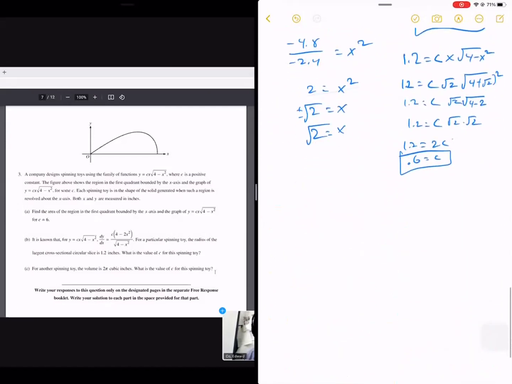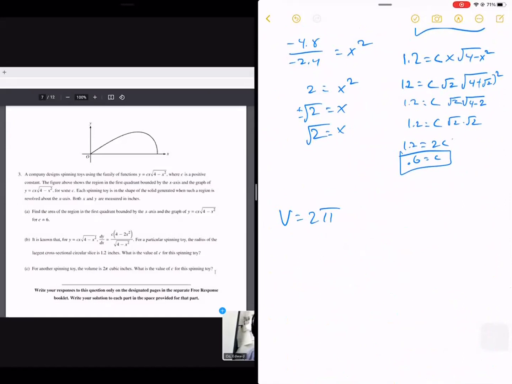Let's work on that. For another spinning toy, the volume is 2 pi. What is the value of C for the spinning toy? Okay, so how do I find the volume?